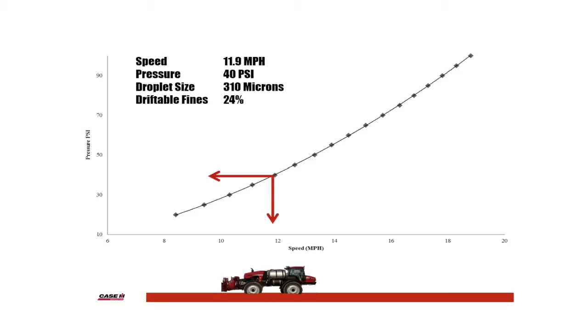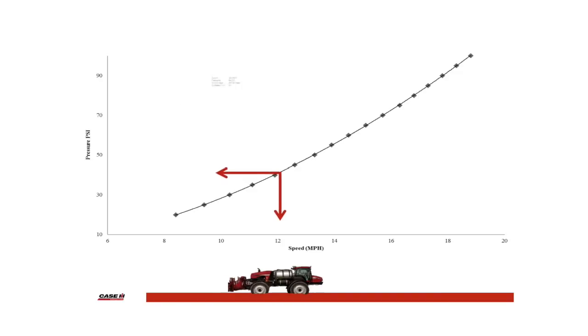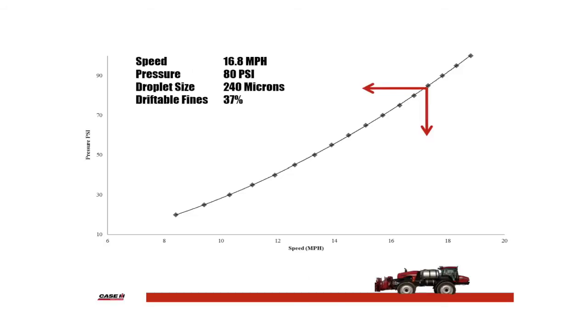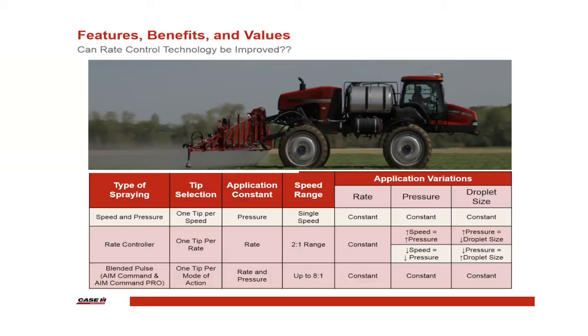This chart also illustrates the 2-to-1 speed range of a conventional spray application. Starting speed was 8.4 miles per hour and ending at 16.8. This illustrates the biggest downfall of a rate-controlled sprayer. The ability to vary speed is twice that of a speed and pressure sprayer, but this is still a limiting factor. Blended pulse technology changed the application industry forever.